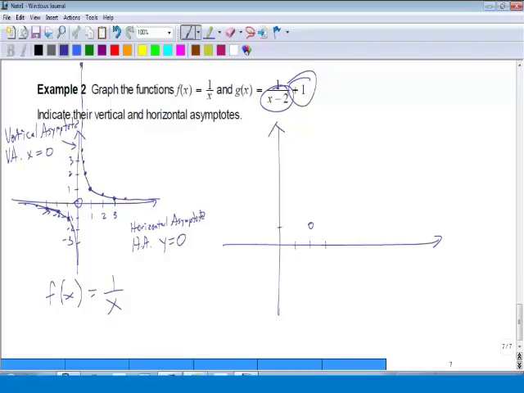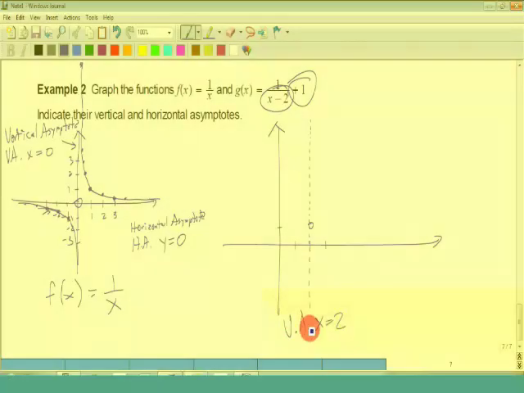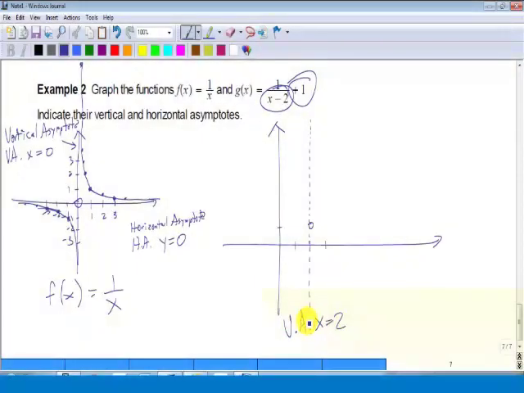If we take a graph that has a vertical asymptote and we shift it sideways, that vertical line will shift sideways. So we take the y-axis and we shift it 2 units to the right, and we get the line x equals 2. That's the vertical asymptote of this.